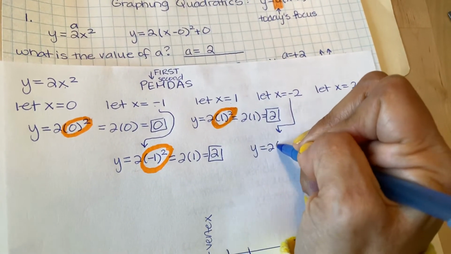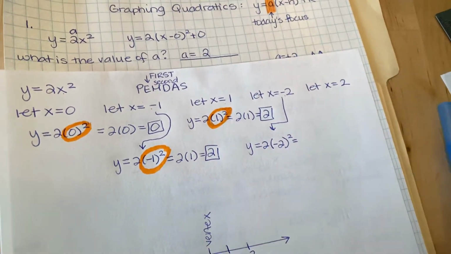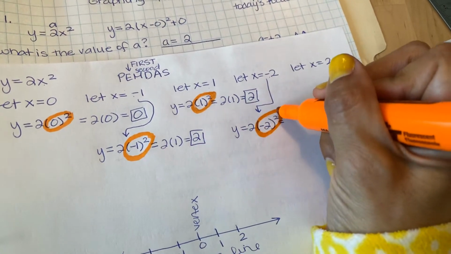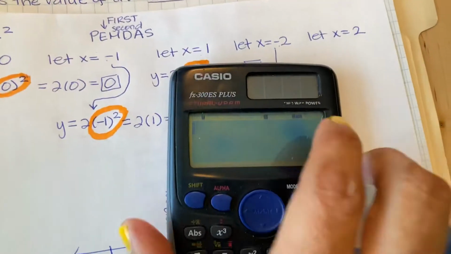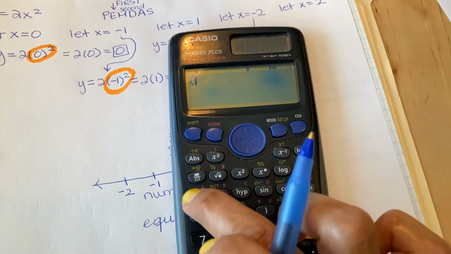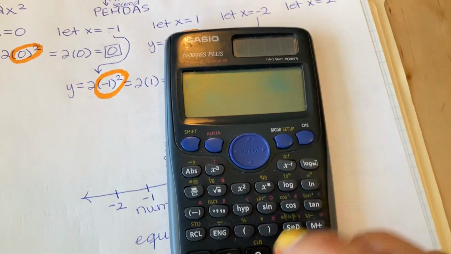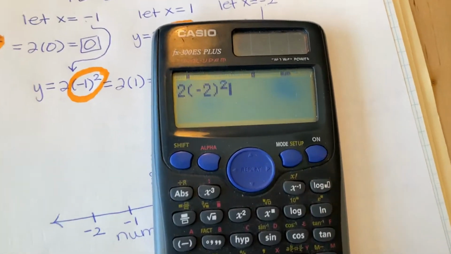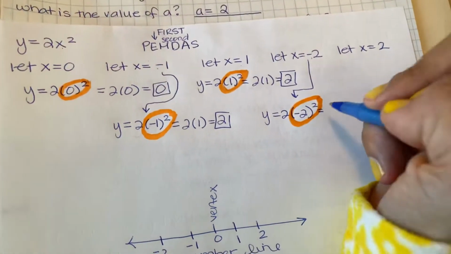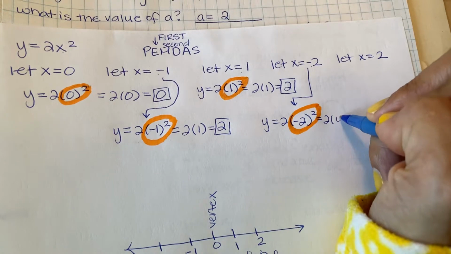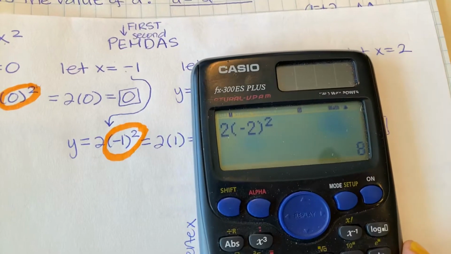Y is equal to 2, substitute negative 2 into this x. We're just substituting into our quadratic. And you get negative 2 squared, which is positive 4. You could use a calculator to verify your work, using order of operations. We get 8 as our output value, because negative 2 squared is 4, and then 2 times 4 is 8. So we do get the same value as the calculator.